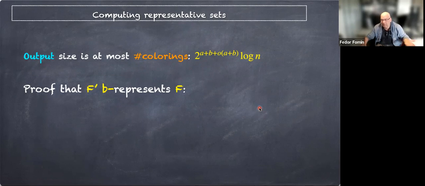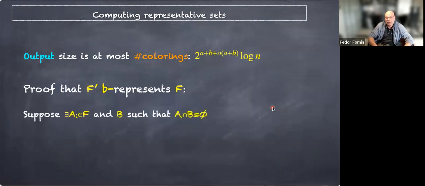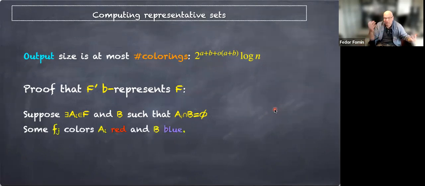Okay, so the most important thing: I obtain a set F prime. Why does the set F prime represent the set F? Let's prove it. Suppose there exists a set Ai in F and a set B such that Ai is disjoint with B. Then I have to show that there's always some set in F prime which is also disjoint with B.